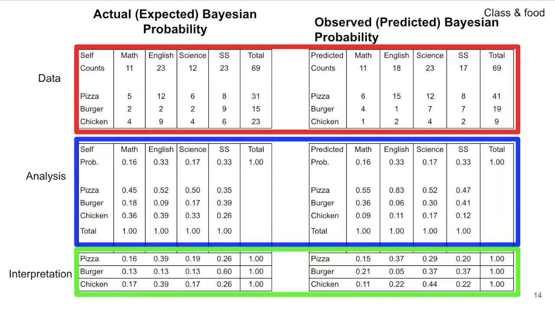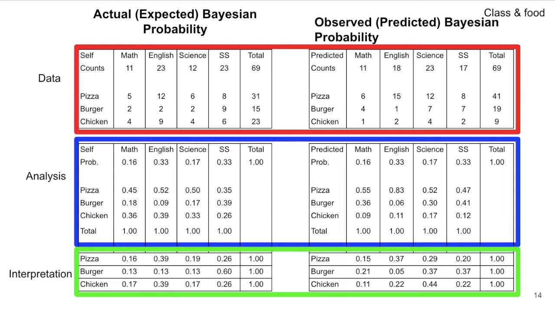For the classes, I totaled it horizontally. For the foods, I totaled them vertically. This is the preparation for the Bayesian analysis. In the green section, I summed the foods and normalized them horizontally, which is the reverse conditional probability.